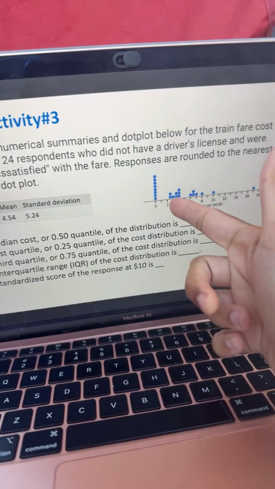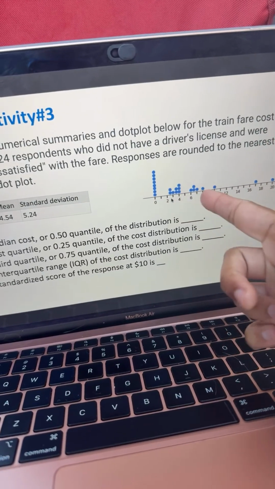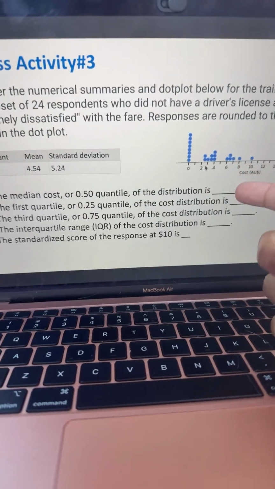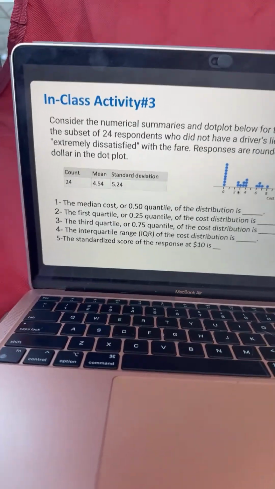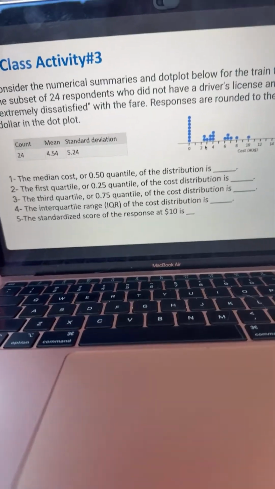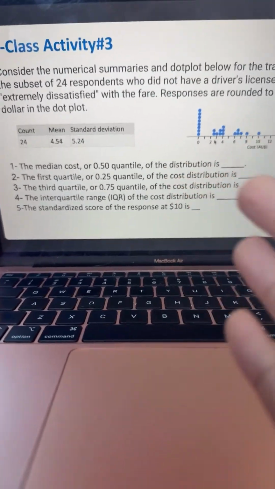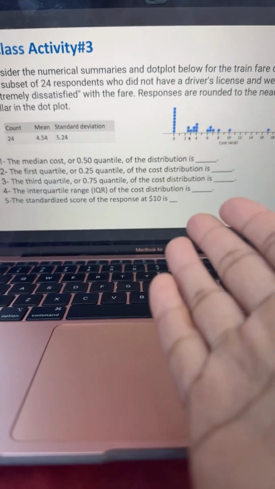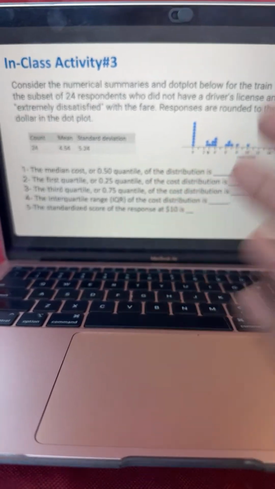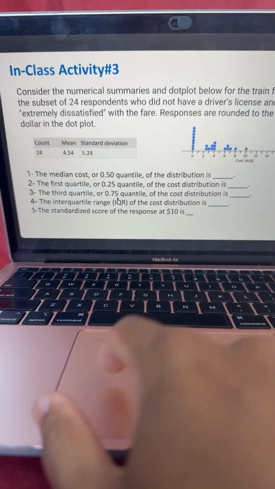This is 8, 9, 10, 11, 12, 13, 14, 15, 16, 17, 18. So the third quartile is 8.5. And then the first quartile is 0. So 8.5 minus 0 is 8.5 for the interquartile range. And the standardized score of the response at $10.